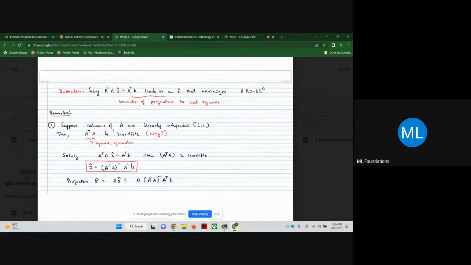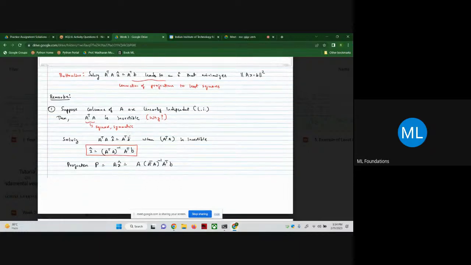So A transpose A is invertible only when the columns of A are independent. This should be noted down. If the columns of A are linearly independent, that is, if the column space of A forms the whole space, then A transpose A is invertible. Then we can rewrite A transpose A X cap equals A transpose B as X cap equals A transpose A inverse times A transpose B.